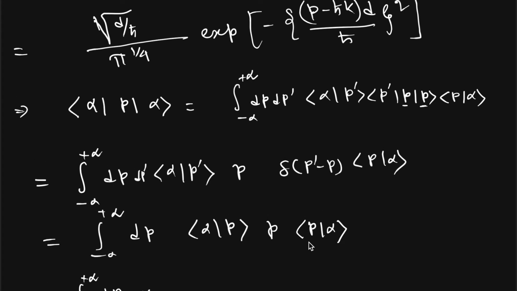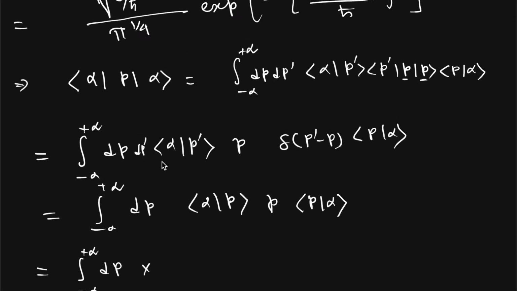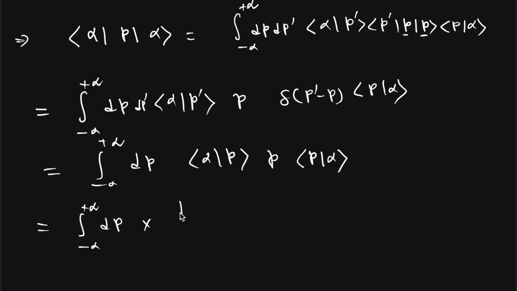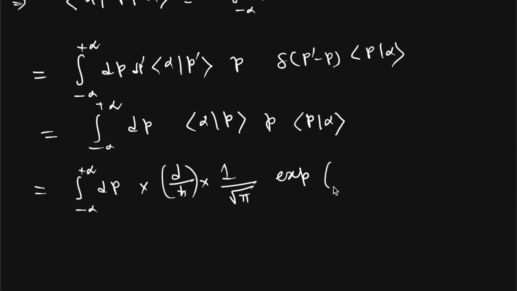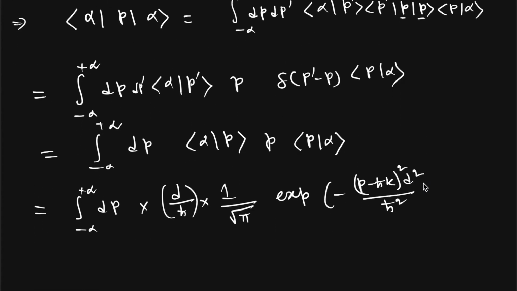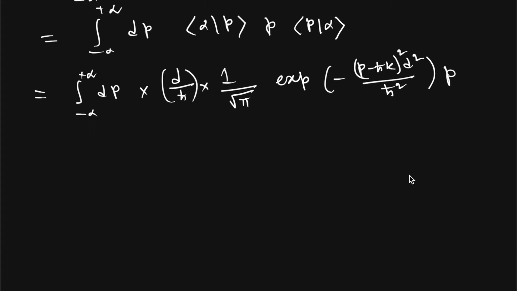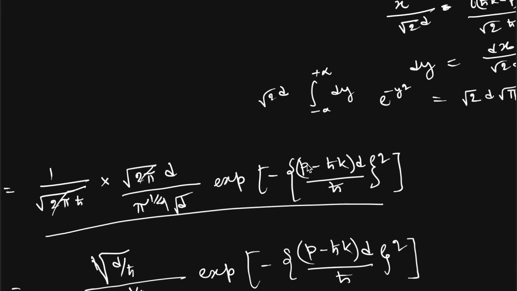Since this is alpha p, and alpha p star means its complex conjugate, if we multiply these two, we get root t by h cut into 1 by root pi exponential of minus (p minus h cut k) square t square by h cut square into p. There is a 2 h cut square, there will be also 2 h cut square.